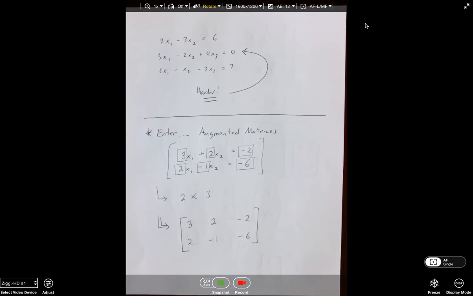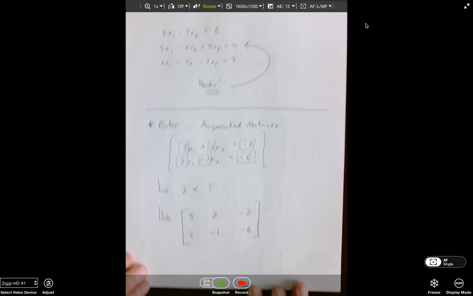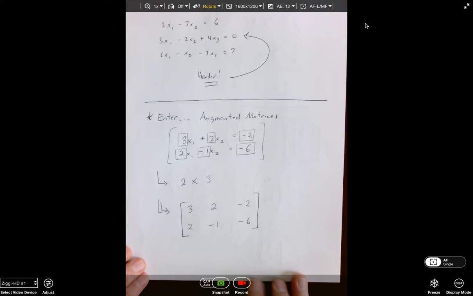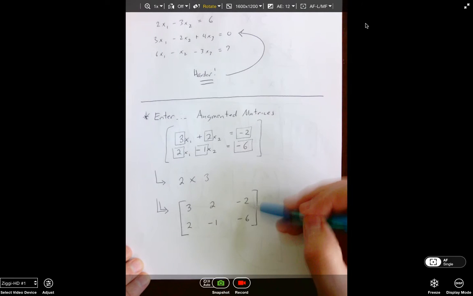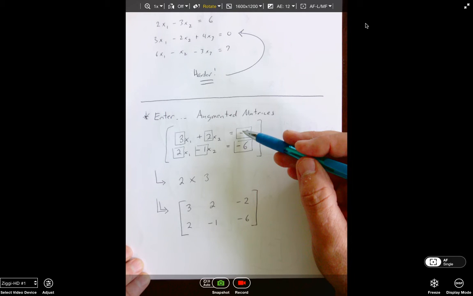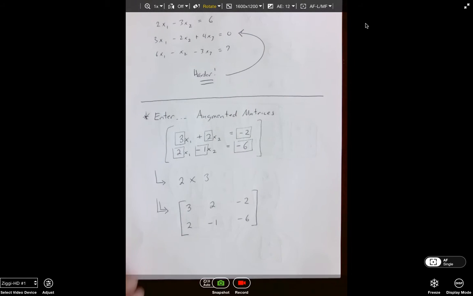With no distinction between what goes with the variables and what goes, well, there is a distinction because these are placed over here kind of to the right, like these two negative 6, but before we had everything with a variable in one matrix and everything without a variable in another. Now we just throw it all into one matrix. Okay? So guys, this is the augmented matrix.